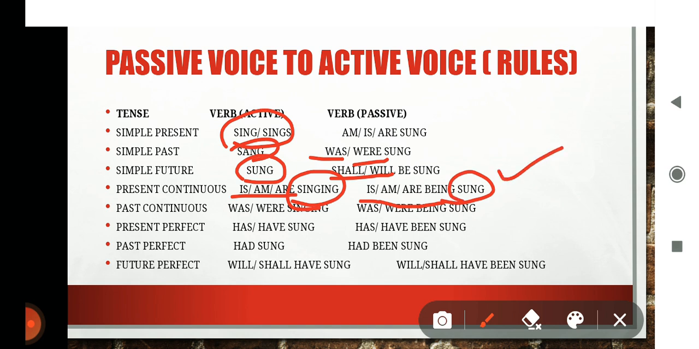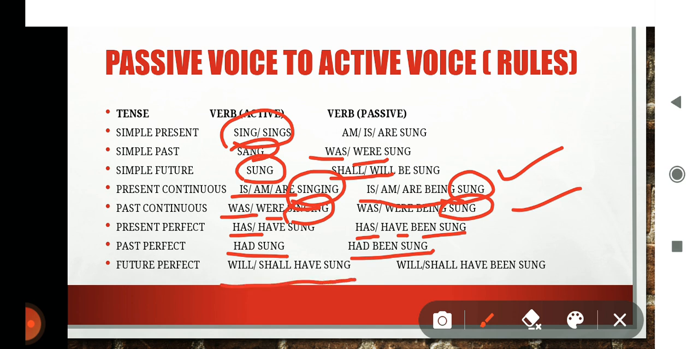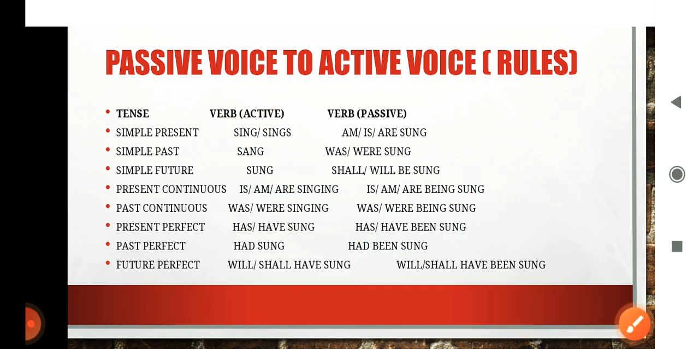Then if we talk about past continuous tense, was, were along with the first form of the verb plus "ing" will be used in active voice, and "was, were being" plus the third form of the verb will be used in the passive voice. Then in present perfect, "has or have sung," then in passive voice "has, have, been sung." Then in past perfect, "had sung," then "had been sung." In future perfect, active voice, "will, shall, have sung," and in the passive voice, "will, shall, have been sung." So I hope it is clear to all of you.